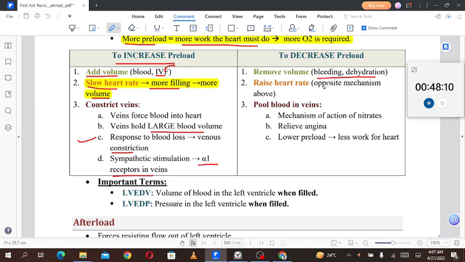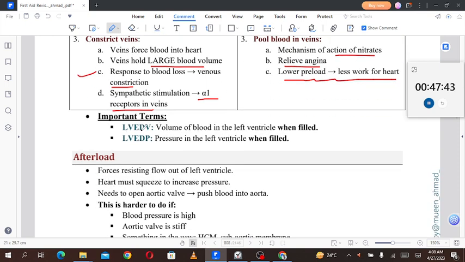Raise the heart rate, that is the opposite mechanism as above, and pool blood in the veins. Mechanism of action of nitrates: relieves angina and lowers the preload, less work for the heart. Okay. To decrease the preload, we have to remove the volume, that is bleeding and dehydration. Raise the heart rate, that is the opposite mechanism as above, and pool the blood in the veins. Mechanism of action of nitrates, and that relieves the angina as well, and that lowers the preload, that is less work of the heart.